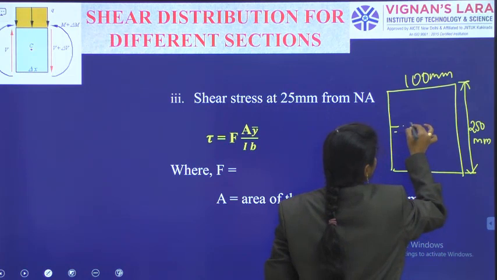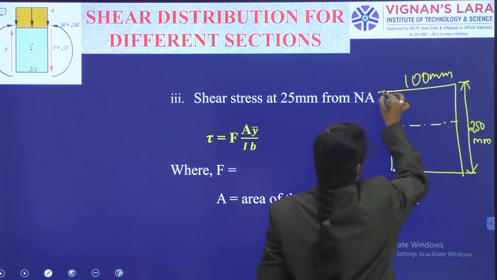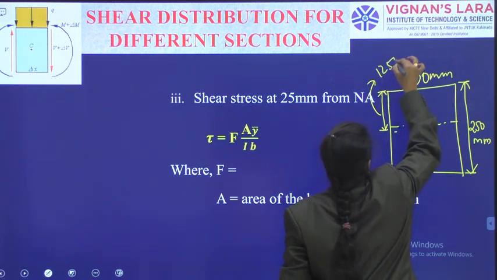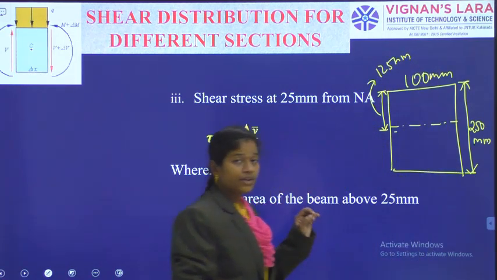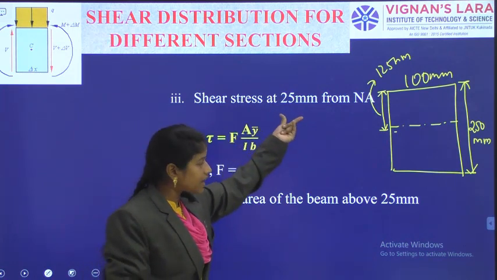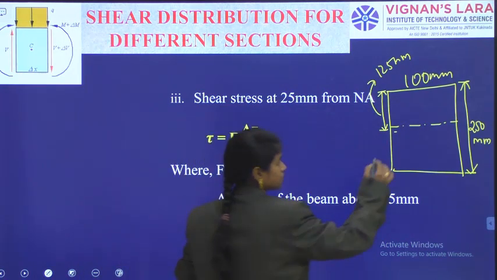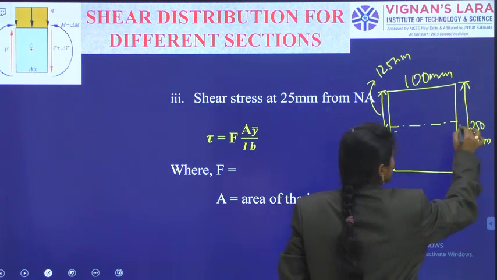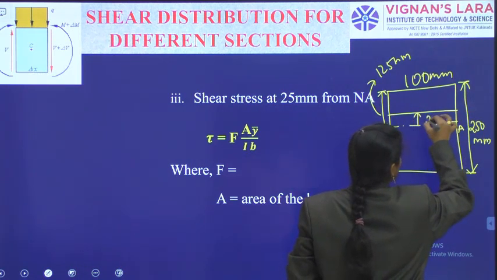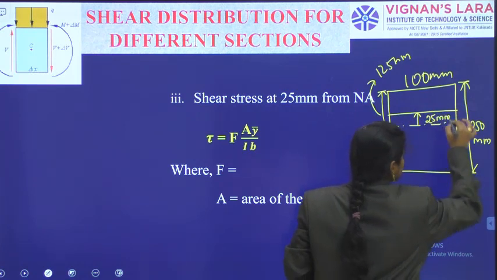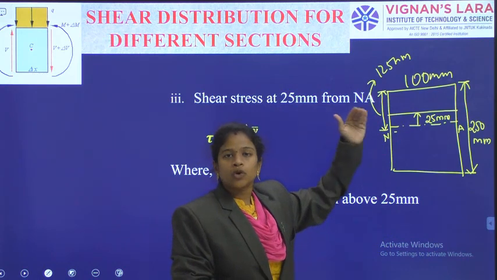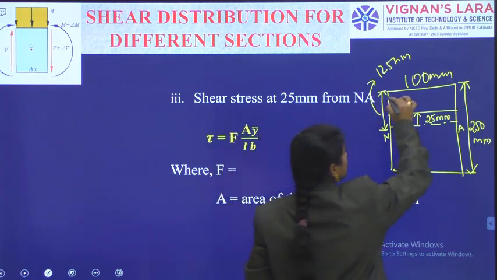Firstly, we are locating the neutral axis, which is located at a distance of 125 mm. The level where I need to calculate the shear stress is at 25 mm from the neutral axis. From the neutral axis, I am indicating the level which is at 25 mm. At this level I need to calculate the shear stress, so I need to consider the area above that portion.